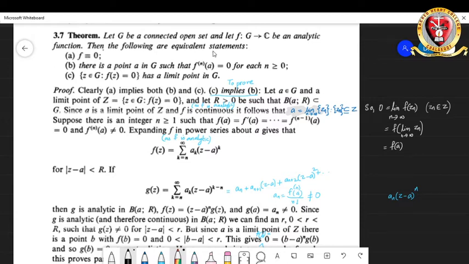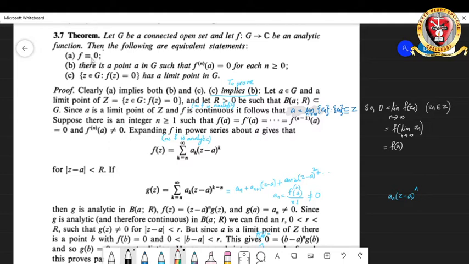The first statement is that f is identically equal to 0. The second one is that there is a point a in G such that the nth derivative of f at a is equal to 0 for each n greater than or equal to 0. The third statement is that the set of all z in G such that f of z is equal to 0 has a limit point in G.